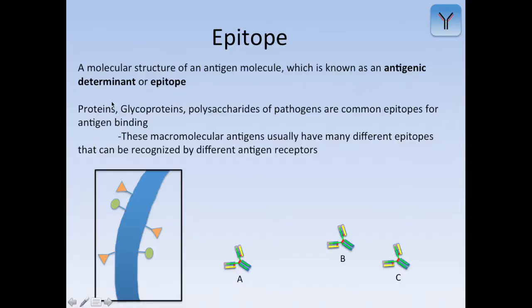Such things include certain proteins that we don't code for, glycoproteins, or polysaccharides of pathogens. These are common ones. These macromolecular antigens usually have many different epitopes that can be recognized by different antigen receptors. For example, let me draw a hypothetical antigen: on the top is a triangle, in the middle is a circle, and somewhere near the bottom is a square or rectangle of some sort. The epitope could be this portion right here, or this portion, or this portion. Maybe it's a combination of the two as well.